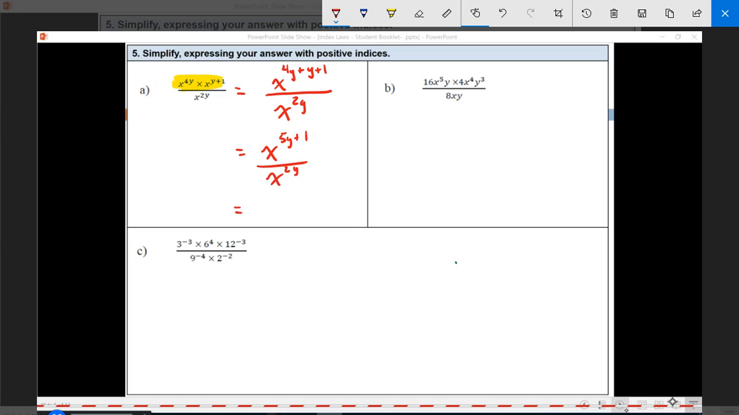Now, guys, in this next step, what are we doing to the indices? Subtracting them. So, again, guys, you could skip this step, but I'm going to have x to the 5y plus 1 minus 2y, which simplifies to x to the 3y plus 1. Because if I have 5y and I take 2y's away, I have 3y's remaining. Okay.